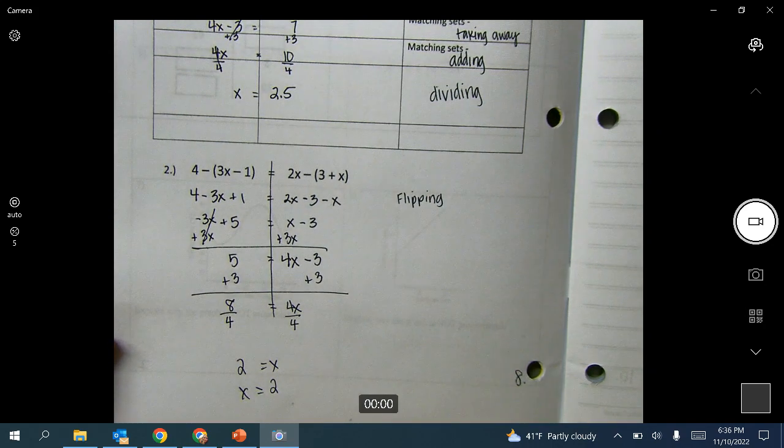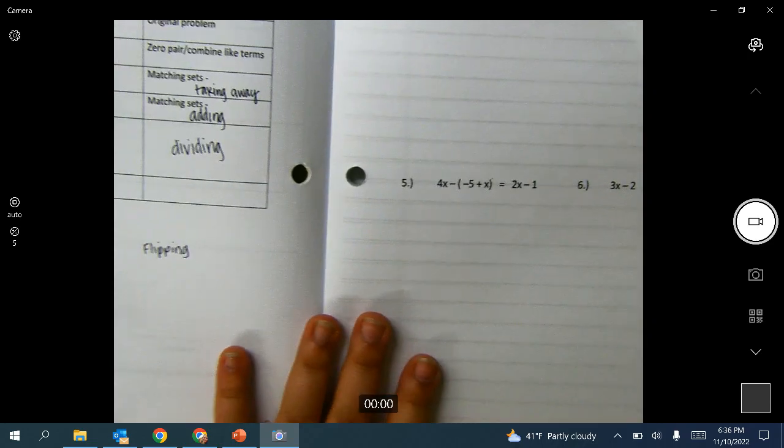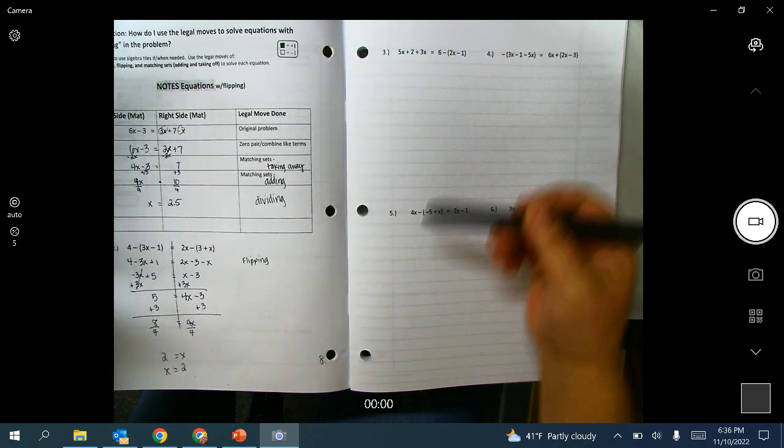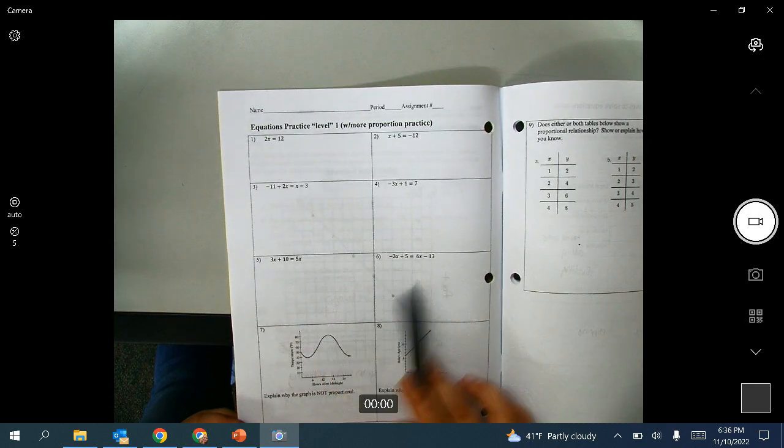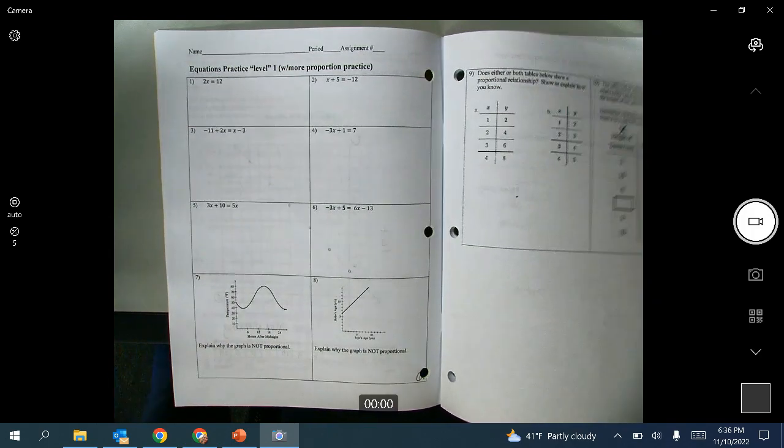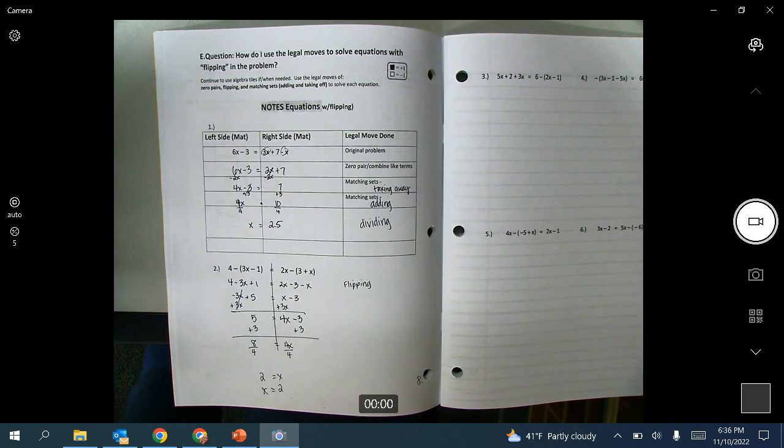Okay, now I would like you guys to go ahead and work on the problems on page 9 over here, these 4, as well as these first 6 problems on page 6. And I'll post that on Google Classroom as well, and then make sure you're checking your answers when you're done with that, okay?